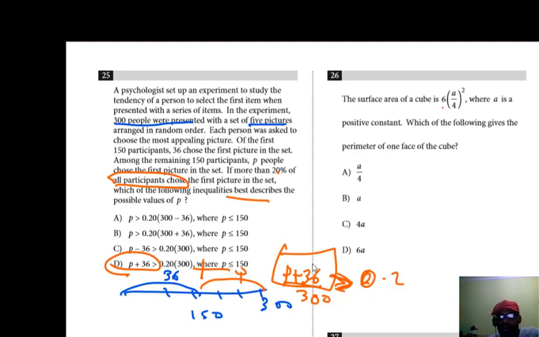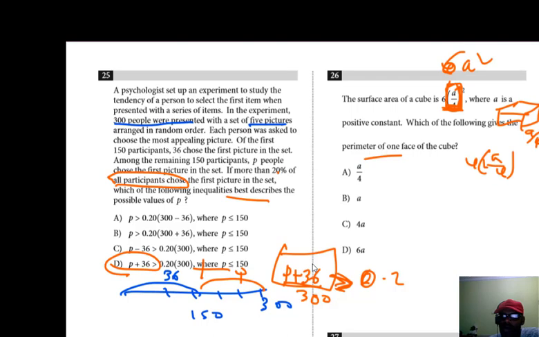All right, the surface area of the cube is given here. The total surface area of the cube is 6 a squared. In this, which means this is the length. The length of the cube is given. So this is just a over 4. The perimeter is 4 times the length, or in this case 4 times a over 4. So the answer would be a, because the length is already a over 4.